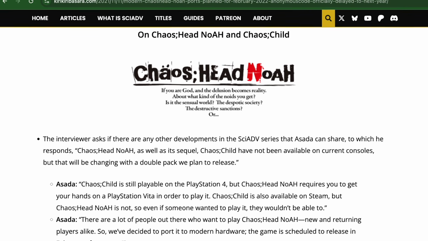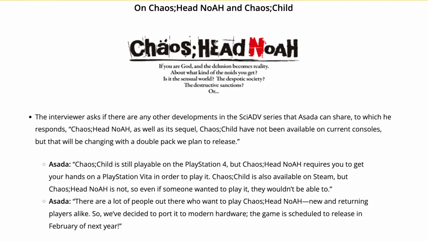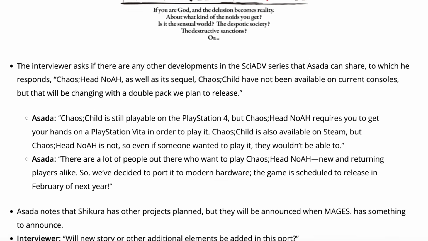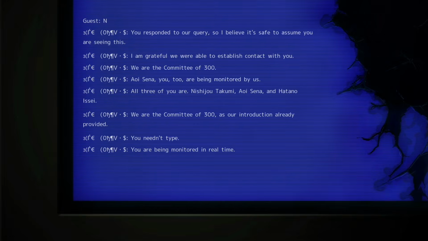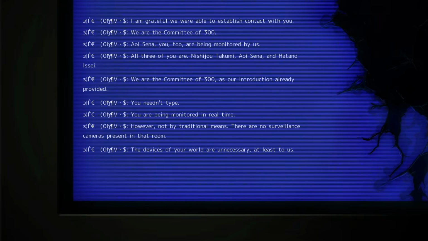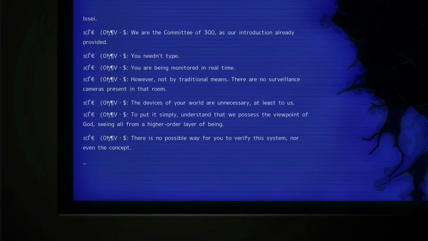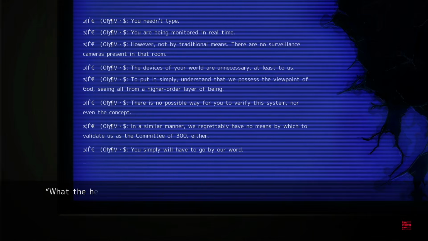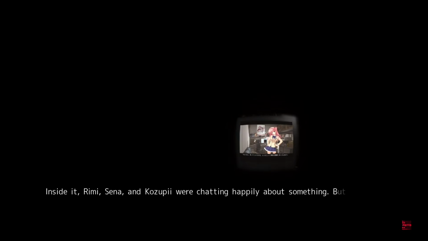But in the meantime, they would port Chaos;Child to modern platforms after over 7 years since its last release on the PlayStation Vita. With how reliant Anonymous Code ended up being on the context of Chaos;Child, this was a fitting move, and may have even been a reason for why they ported it at the time. Nonetheless, it was a period of optimism and excitement within the SciADV community, despite the uncertainty surrounding Anonymous Code.